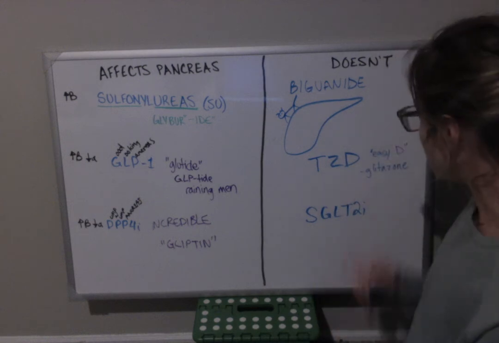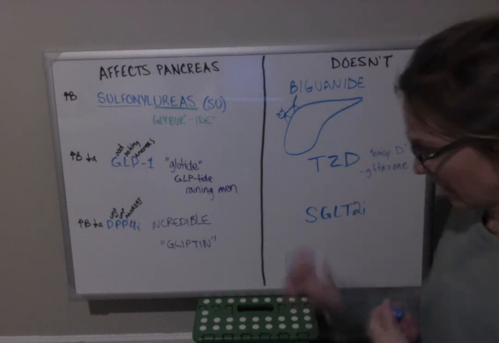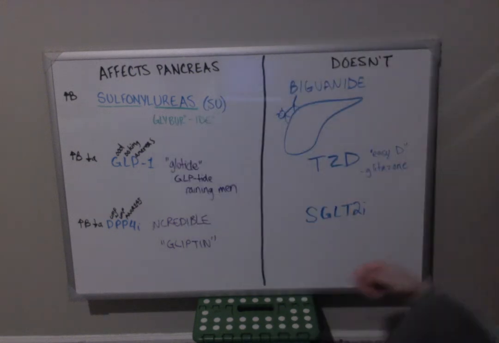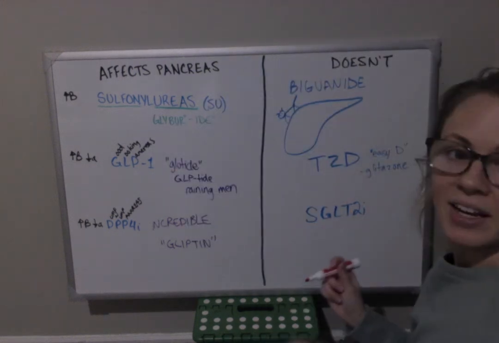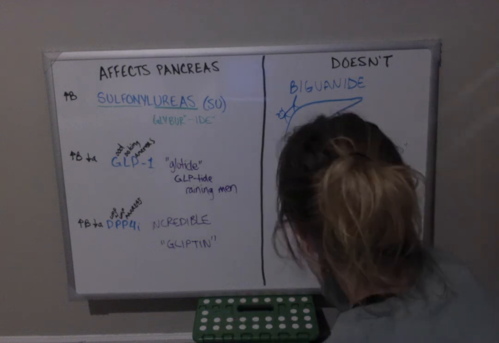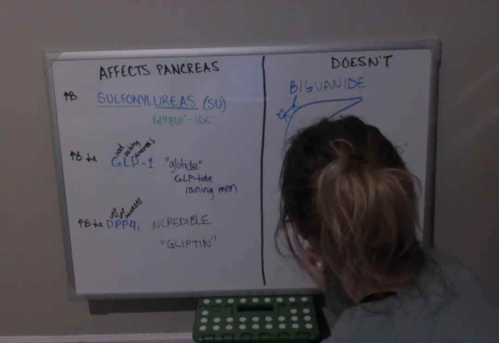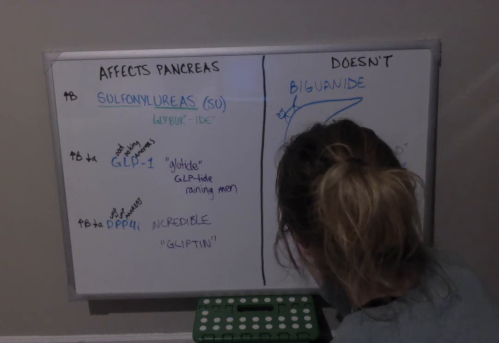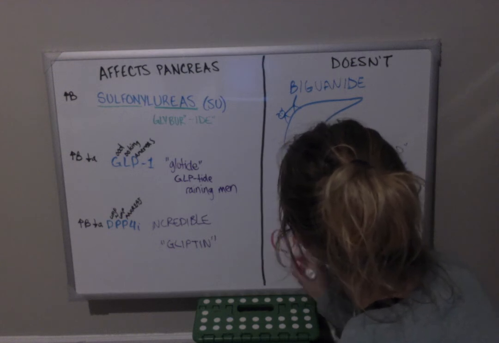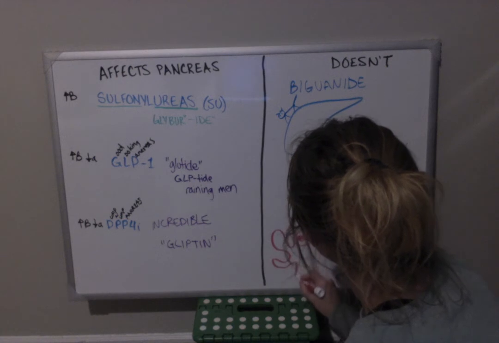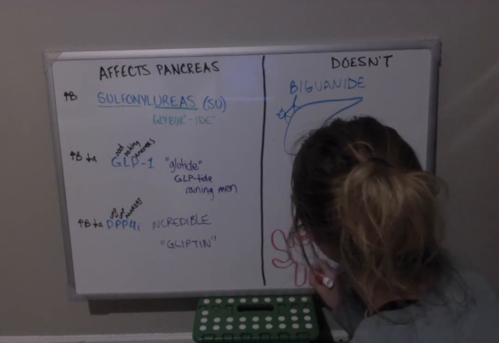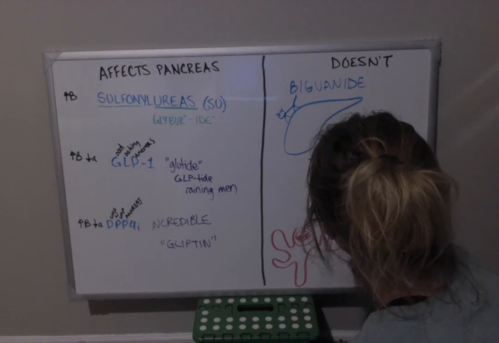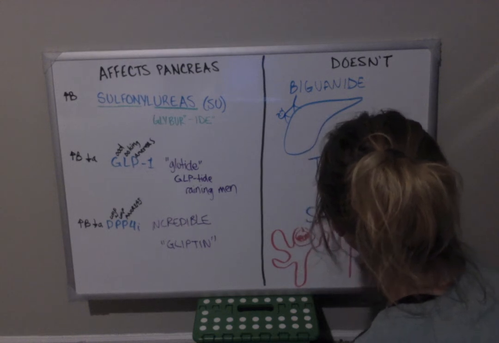So, that was TZDs. Now, SGLT2Is, this one I get really creative with. And let's see if I can accurately show what I think about when I think about this. So we've got the glomerulus, right? And then we've got the proximal convoluted tubule, and we've got the loop of Henle, and we've got the distal convoluted tubule, and then we've got the collecting duct.